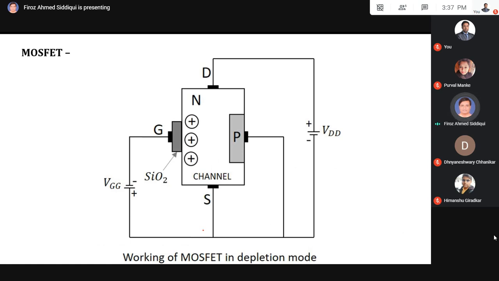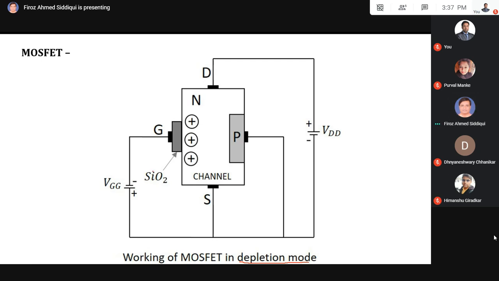So let us see the basic working of the MOSFET. So this is the MOSFET working in the depletion region. In the depletion region, the gate terminal will be connected to the negative terminal of the battery and the positive terminal is connected to source. Similarly, the voltage VDD is applied between the D and the S, that is the drain terminal and the source terminal.